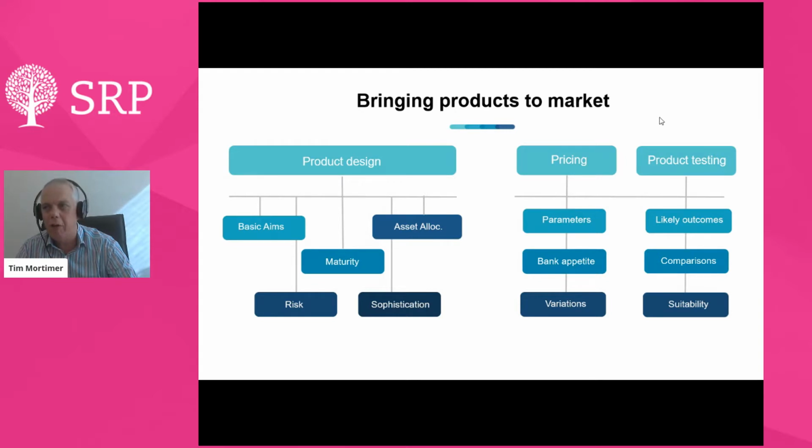And then in parallel, you've got the product testing stream. When you start to look at different variations of the product, what are the likely outcomes? Chances of gains, chances of loss, and how big are those gains or losses? And then looking at comparisons of different product types and variations against each other, the product that was issued last time, and maybe other products that are out in the market. And then you need to consider questions of suitability. Is this really the right product for the investor base that it's being put to?